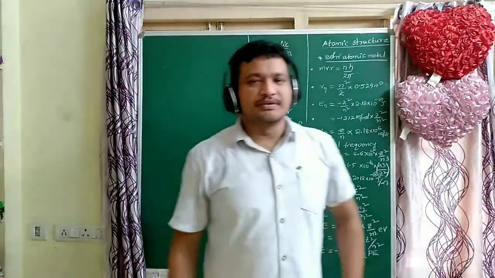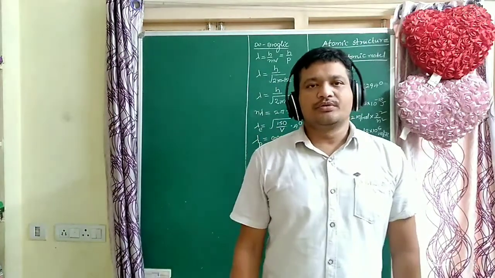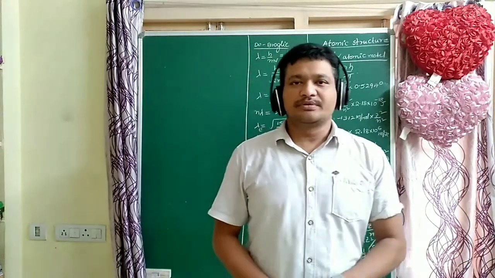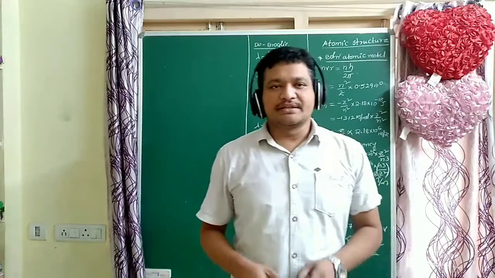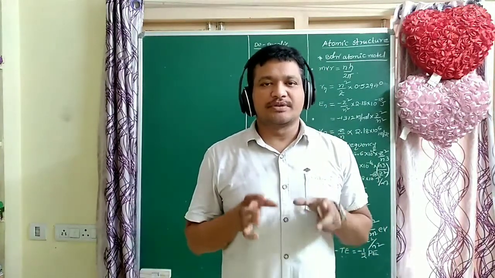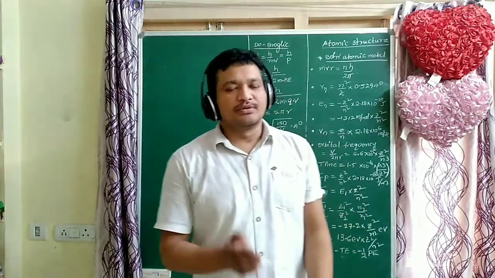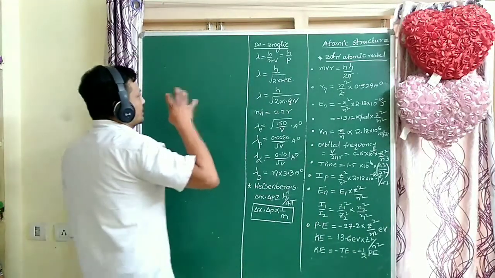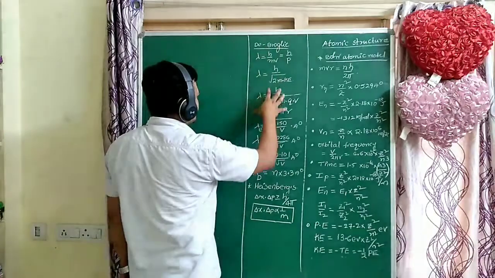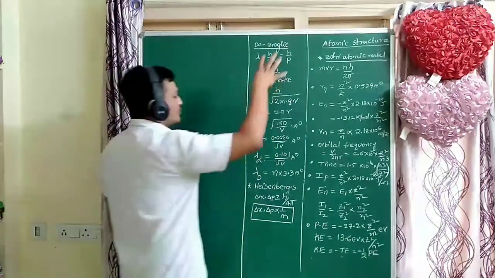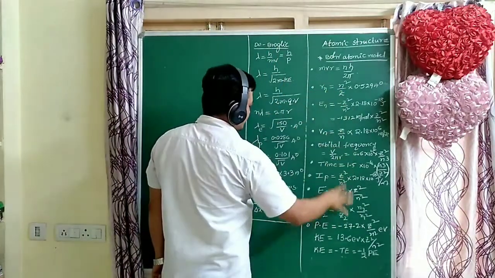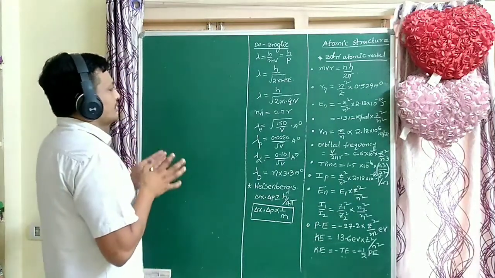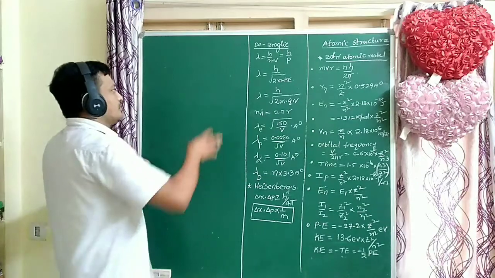Hi students, in the previous video we discussed some important formulas and graphs. Now we will discuss some more important graphs and formulas. Take a look here. Based on the de Broglie concept, some formulas are there. Based on the Bohr model, some formulas are there. So what are those de Broglie formulas?